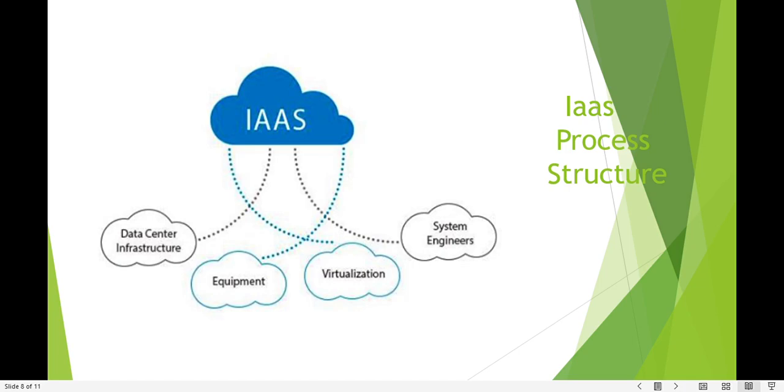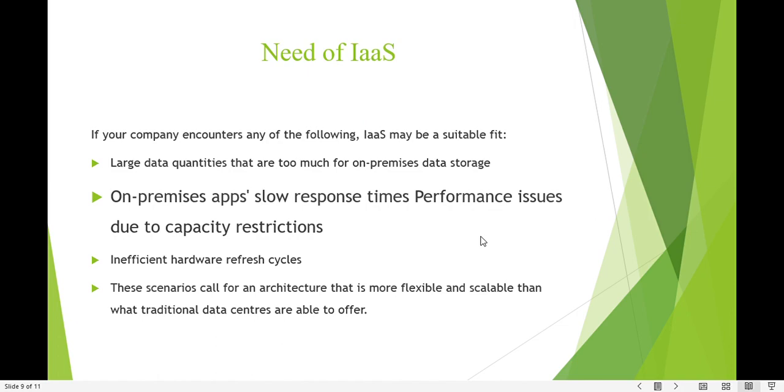Okay, this is how an infrastructure as a service looks like. It has a data center, it has equipment, it has virtualization, and it has the system managers. Every single object has its own dependencies. What are the needs of infrastructure as a service? It has a large quantity of comprehensive storage. On-premises applications slow response time and cause performance issues due to the capacity restriction and inefficiency of the hardware refresh cycle.